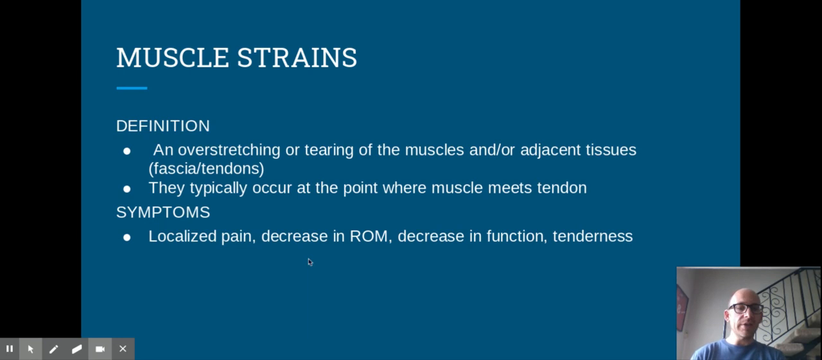Okay, so when this happens, and I would imagine a number of you have had these, you're going to get localized pain, so it's going to be uncomfortable right in the area. You're going to get decreased range of motion because the muscle, as it's torn, is less capable. Also, you're going to get some inflammation and swelling, which decreases the range of motion as well. Decrease in function, it's not as strong because those muscles are torn and damaged. They can't contract as strongly. And there's going to be tenderness, so pain to touch as well as just pain from being moved.